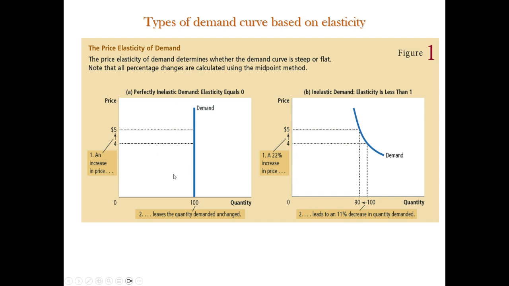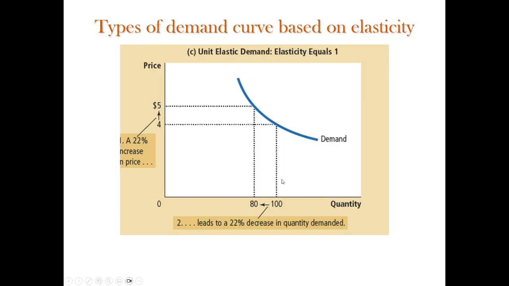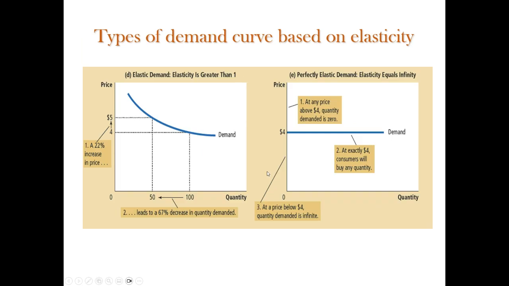Now here is a perfectly inelastic. That's a very extreme case. That means when the price changes, no matter what it changes, the demand does not change at all. On the other hand, here you got 4 to 5 is 22%, 100 to 80 is 22% as well. So exactly the same, what we call unit elastic.